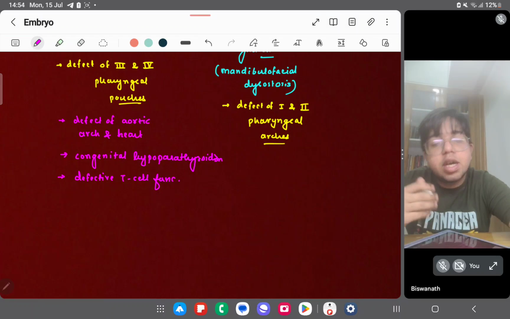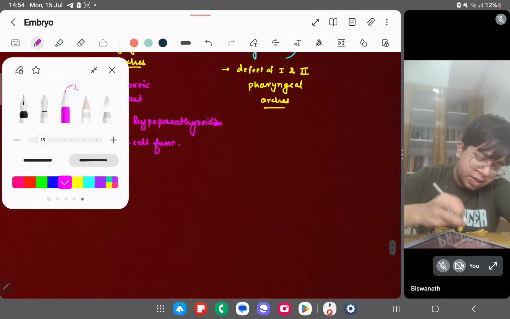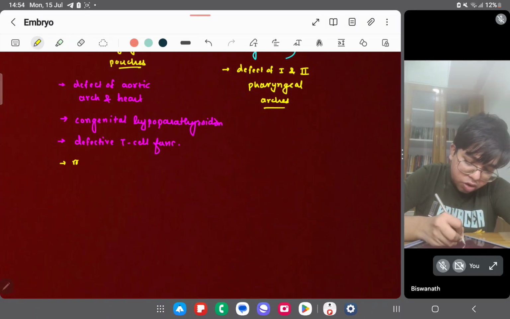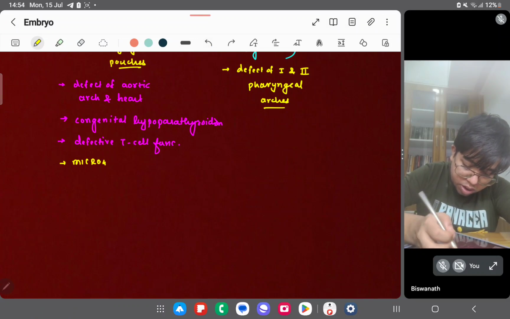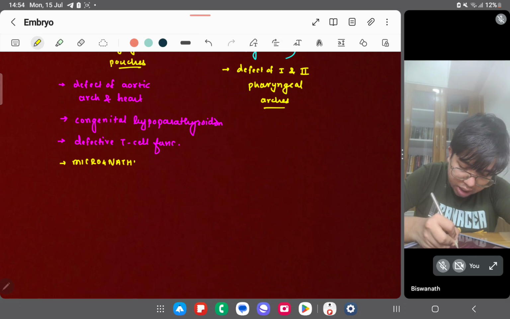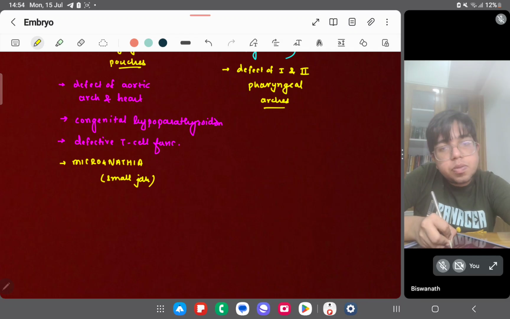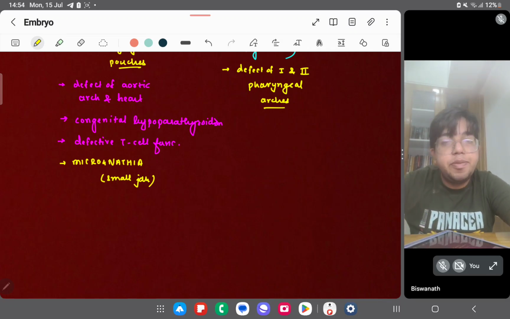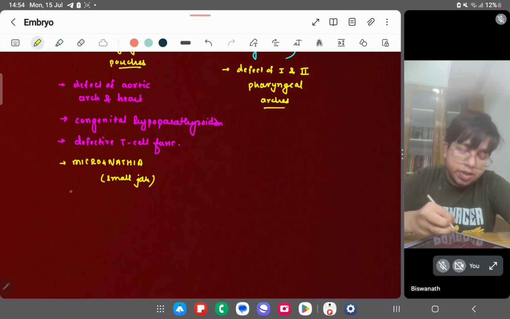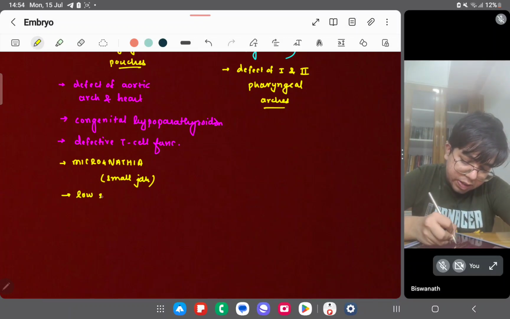There will be other symptoms like a small jaw, micrognathia. Micrognathia will be there, that is a small jaw. They may have a cleft lip or palate. Low set ears will be there. Other things you can write.